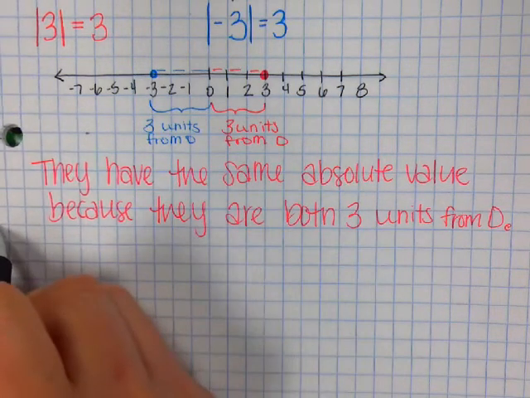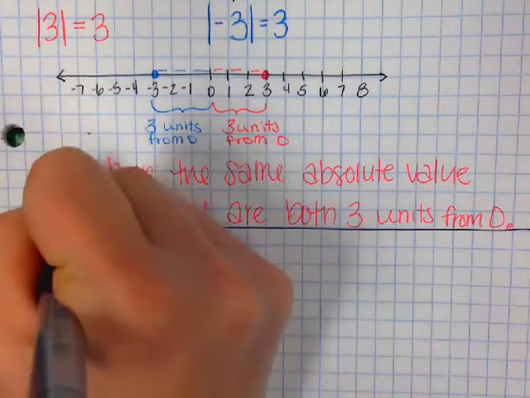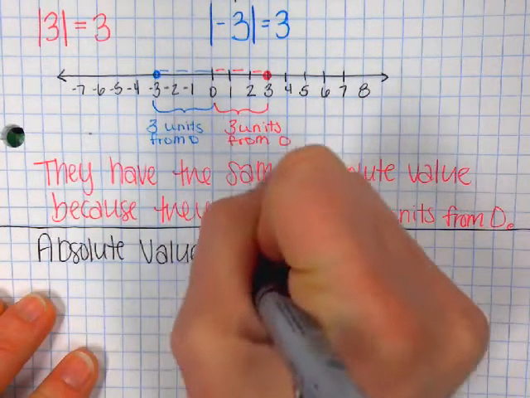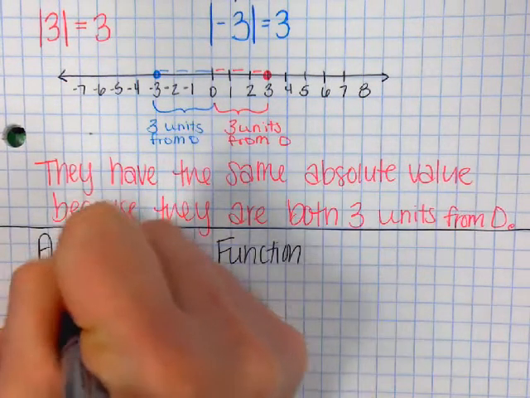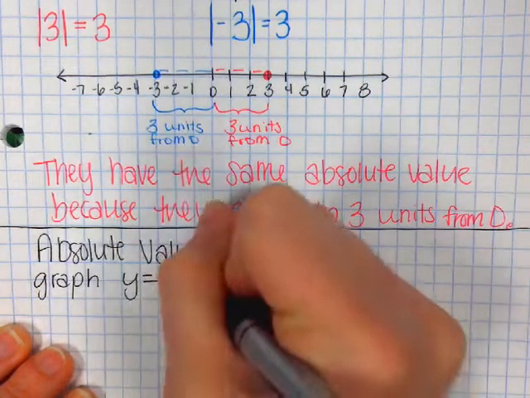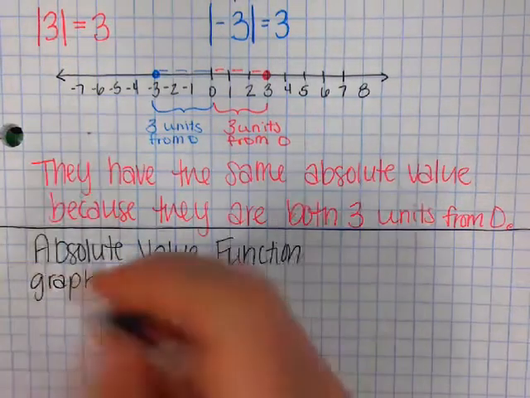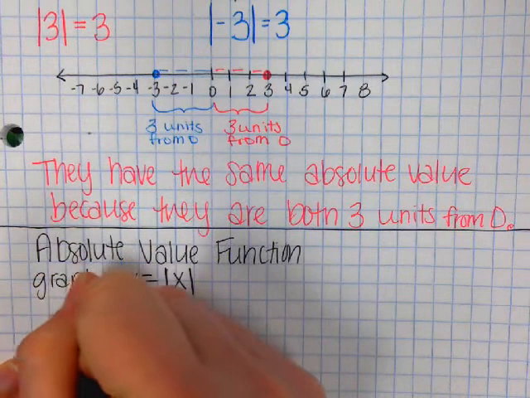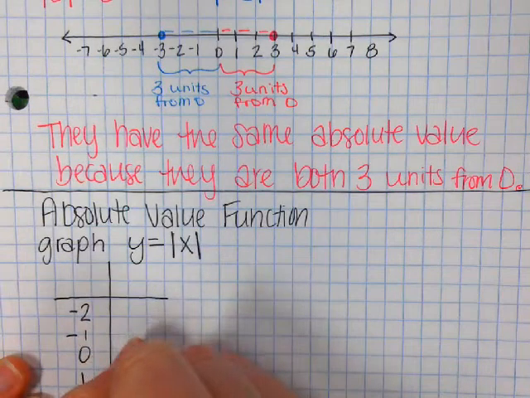Okay, we've been talking about linear functions. Now we're going to talk about absolute value functions. So I'm going to graph y equals the absolute value of x. And notice those are not ones. Sometimes it's hard for people to see it, but those are not ones. So I'm just going to use a couple of values: -2, -1, 0, 1, and 2.